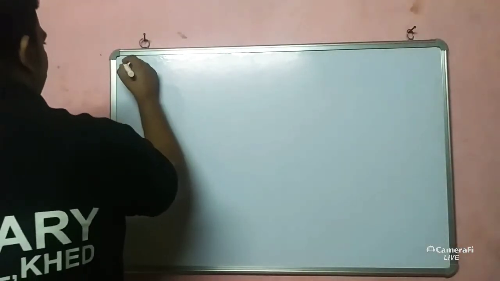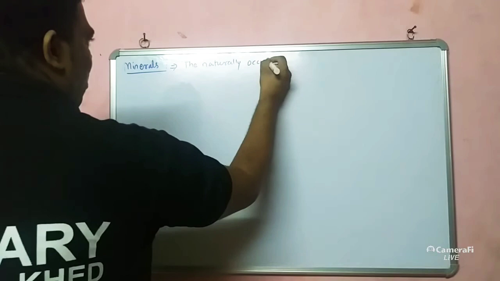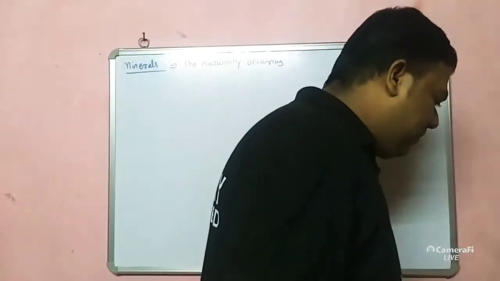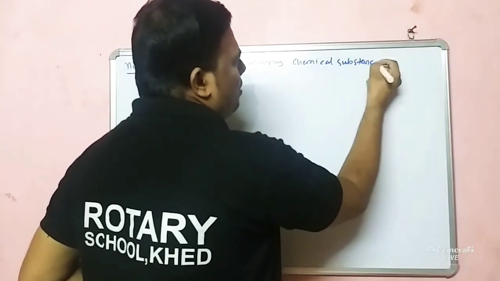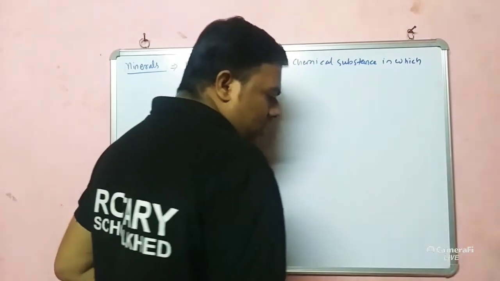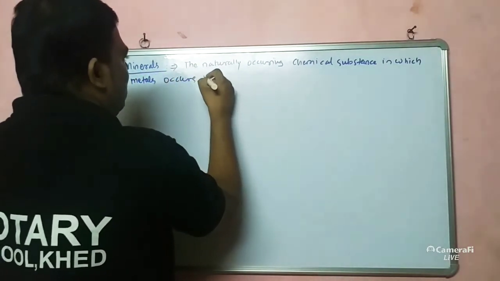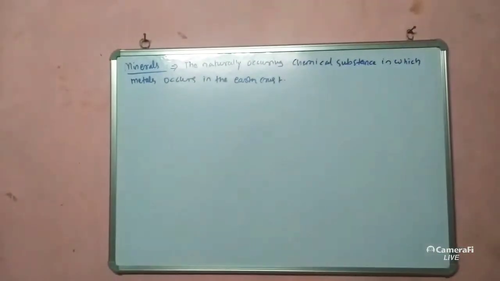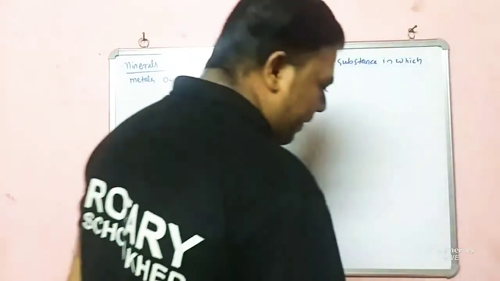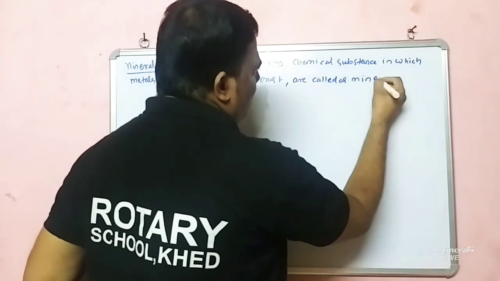First we will discuss minerals. Minerals means the naturally occurring chemical substances in which metals occur in the earth crust. They are called minerals.